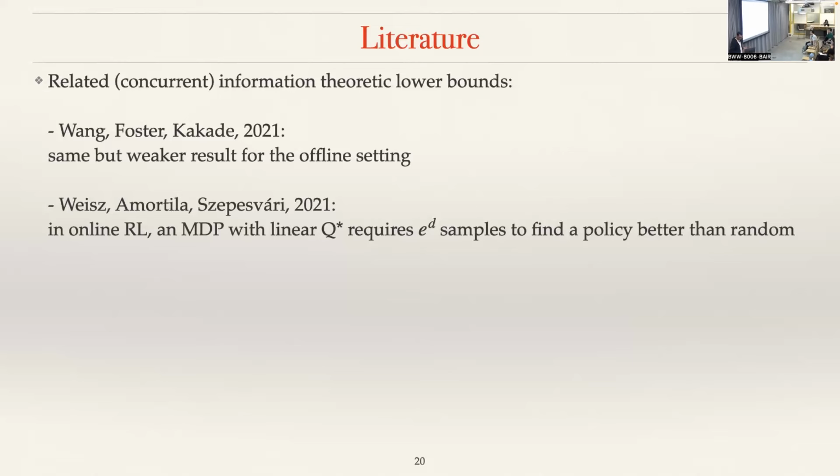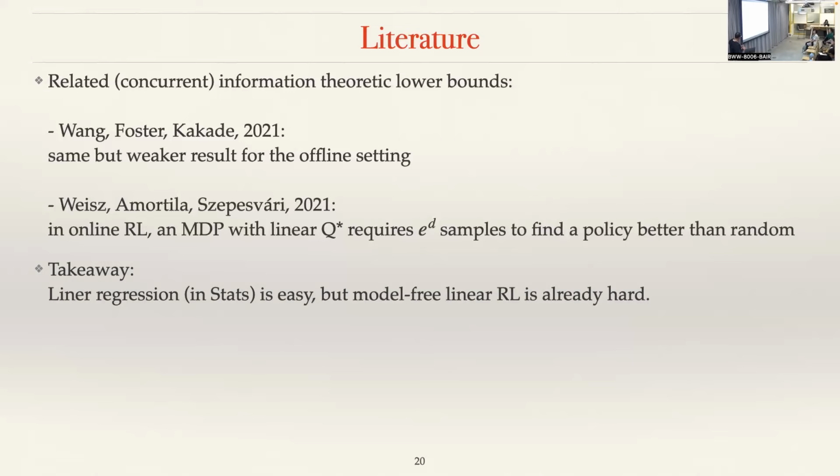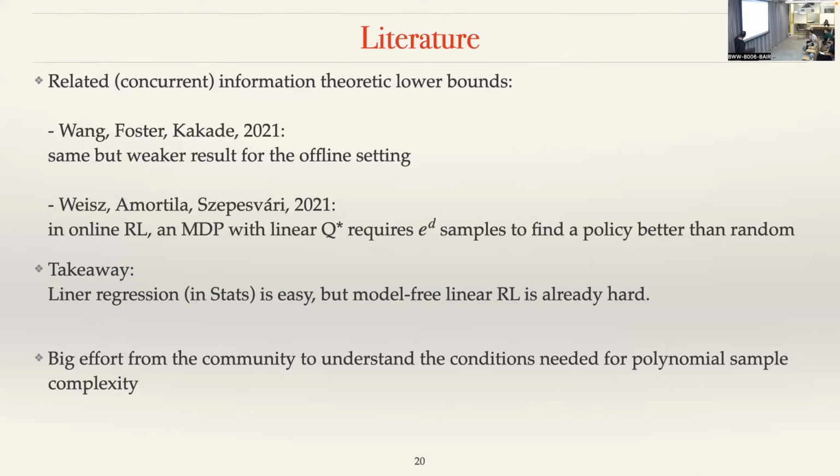And so the main takeaway here is that linear regression is easy to start, but the equivalent in reinforcement learning from a model-free point of view is already out of reach. And so we have to be not too optimistic about the type of problems that we can solve. And there has been a big effort trying to understand what additional conditions are necessary in order to have polynomial sample complexity, as we have for many statistical algorithms in statistics. Now, before we move forward, is there any question on this second section?